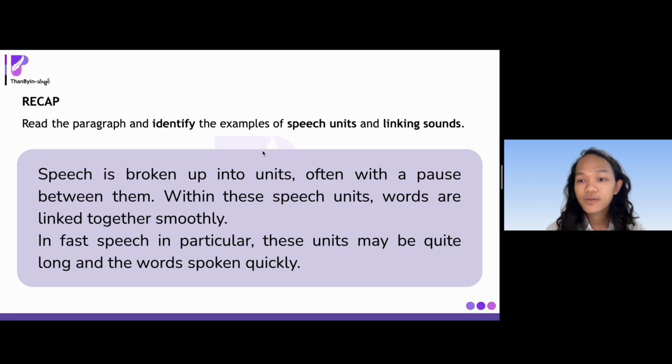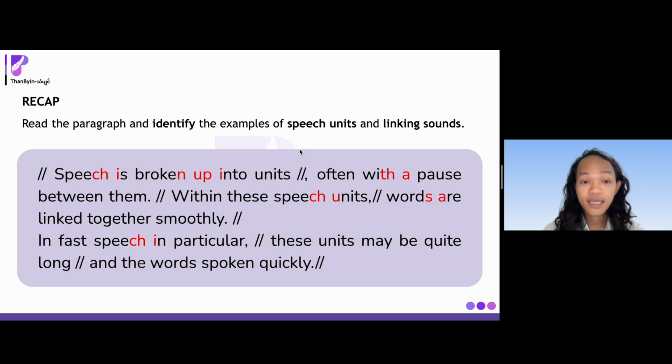Okay, so I hope you get this, and we will try to check the paragraph all together. Yeah, here it is. It's a likely answer, not the correct one.